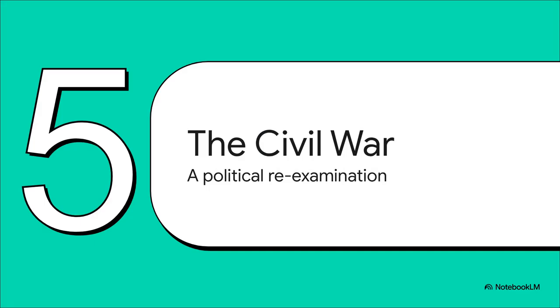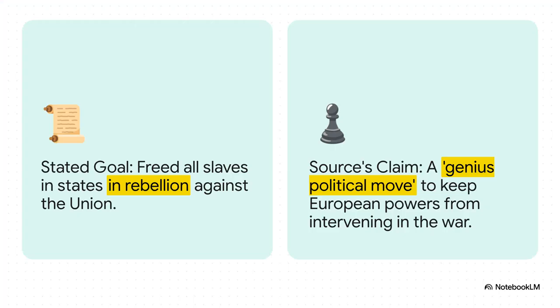Okay, now the source pivots to a really specific moment in American history, the Civil War, and it takes a hard look at the timing and the real motivation behind Lincoln's Emancipation Proclamation. So the source argues that the proclamation was carefully timed. It didn't happen until well into the war, and it was even more carefully worded. It was written specifically so it would not free slaves in any of the territories that Lincoln actually controlled.